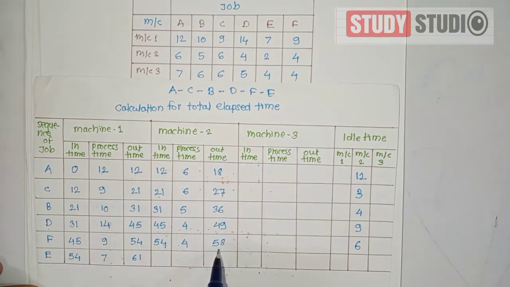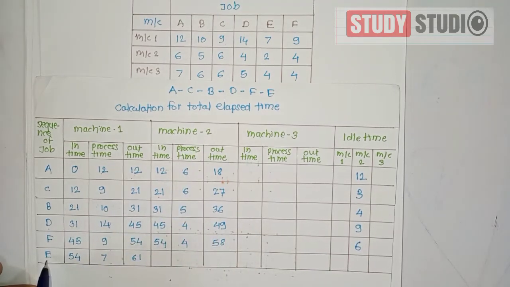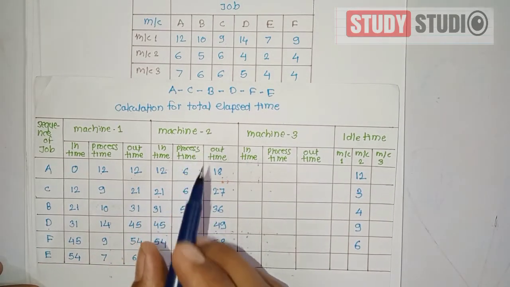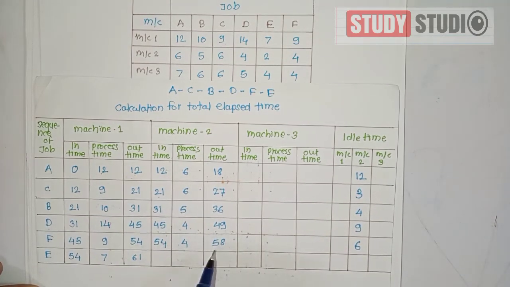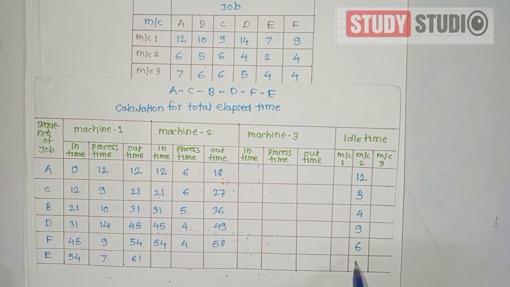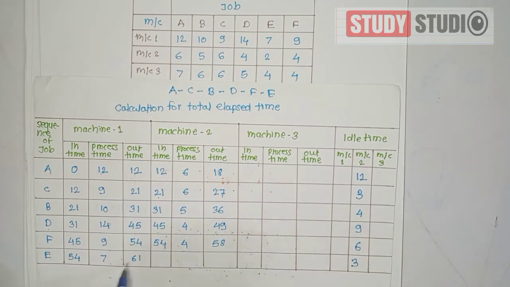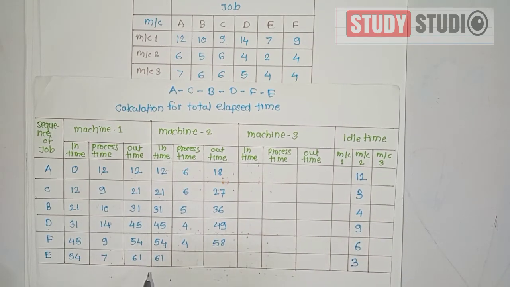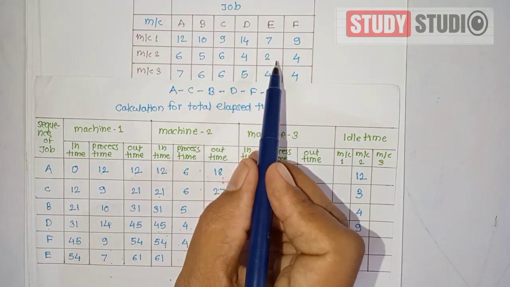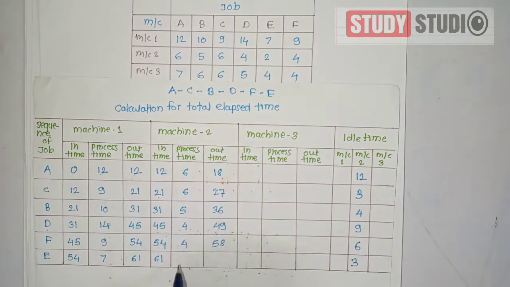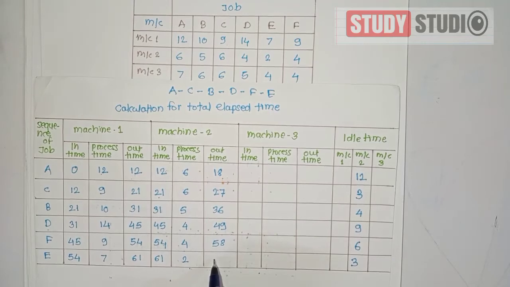Now 58 is again less compared with the 61. So machine 2 has to again wait before job E comes to machine 2. So that is the idle time. So idle time will be 61 minus 58, that is 3 hours. So I'll write 3 over here and 61 here. Process time of E on machine 2 is equal to 2 hours. So write down 2 over here. Total hours will be 63.